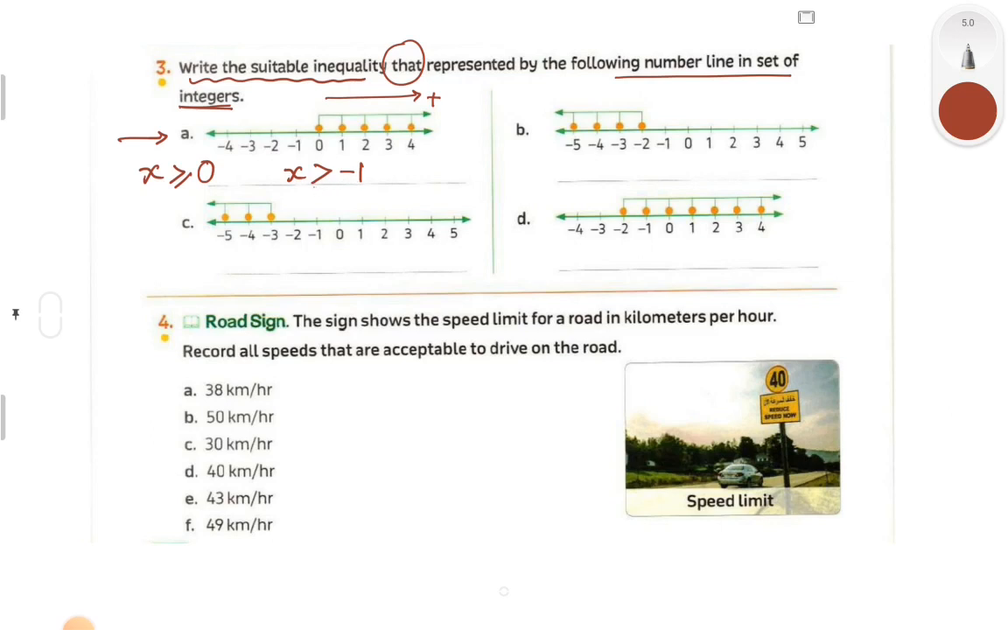But here we start with negative 1 because we have equal here. Now we go in the negative direction, so x less than what? Less than negative 1. Less than negative 1, maybe negative 2, negative 3, negative 4, and so on. But if I want to put this equal sign, so start with what? Start with negative 1. So that's right.